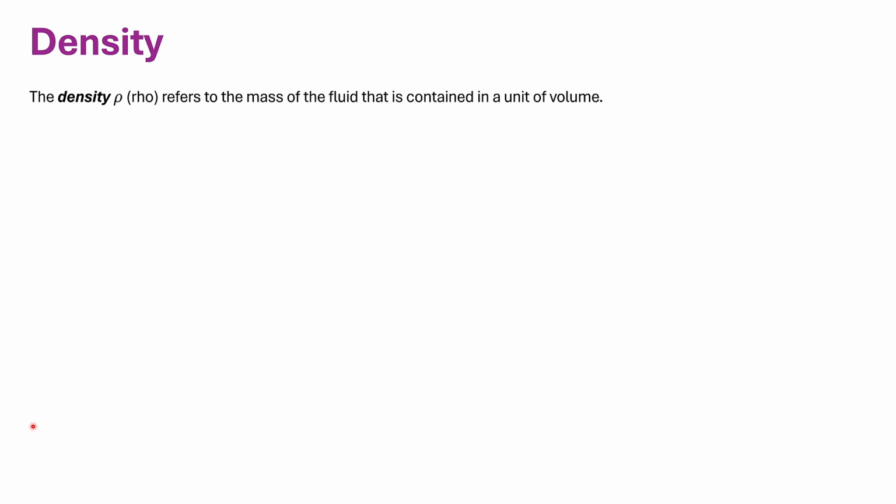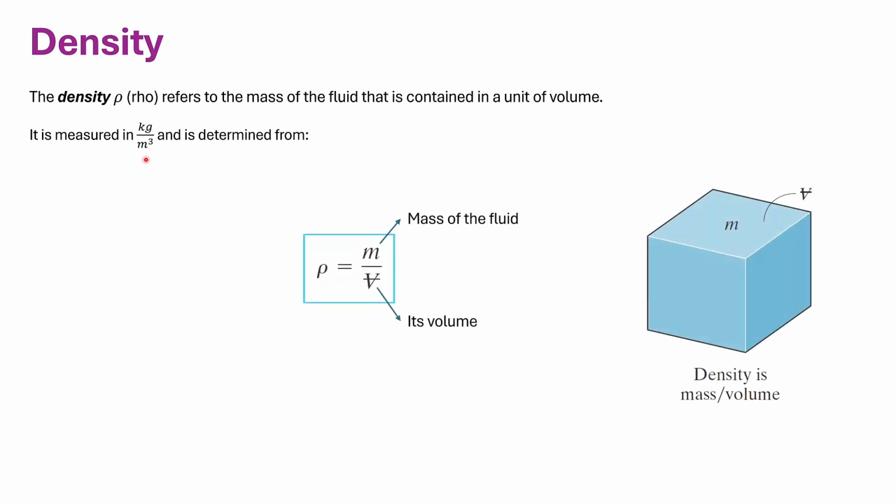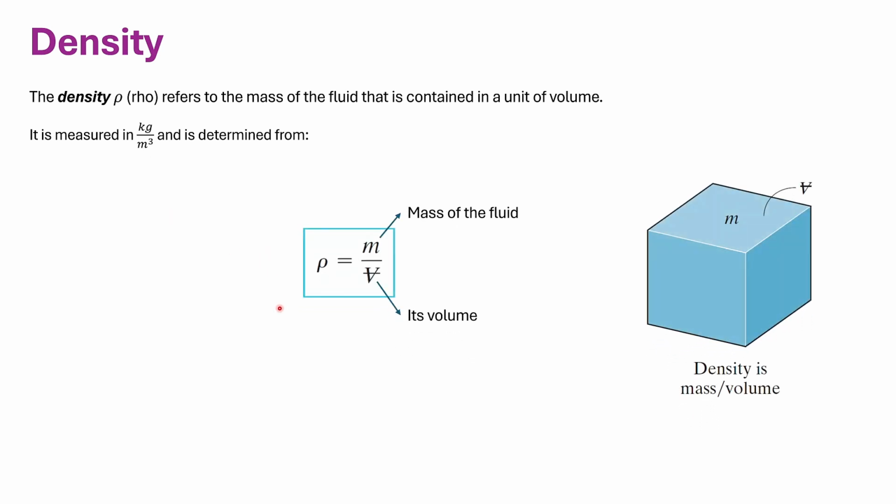Let's talk about density, which is the first property in this lecture on fluid properties. The density, shown using the Greek letter rho, refers to the mass of the fluid contained in a unit of volume. It can be measured in SI units of kilograms per meter cubed because it shows how much mass is contained in, for example, 1 cubic meter, and it is determined from this formula.